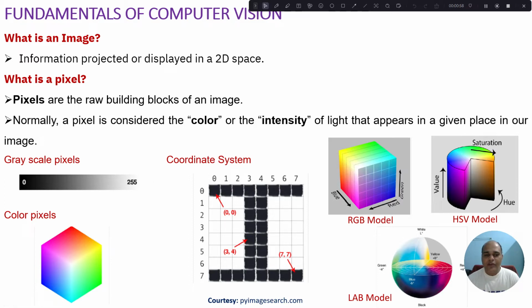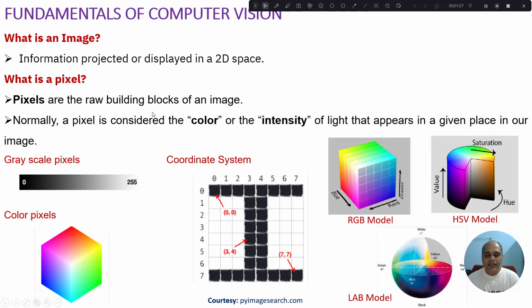Whereas if I try to convey information in a 2D space, we can represent the two dimensions in terms of x or y, or a or b, any name we can give to that dimension. Then it is called an image. The image is made up of a fundamental element called pixels. So what is a pixel? Pixels are nothing but the raw building blocks of an image.